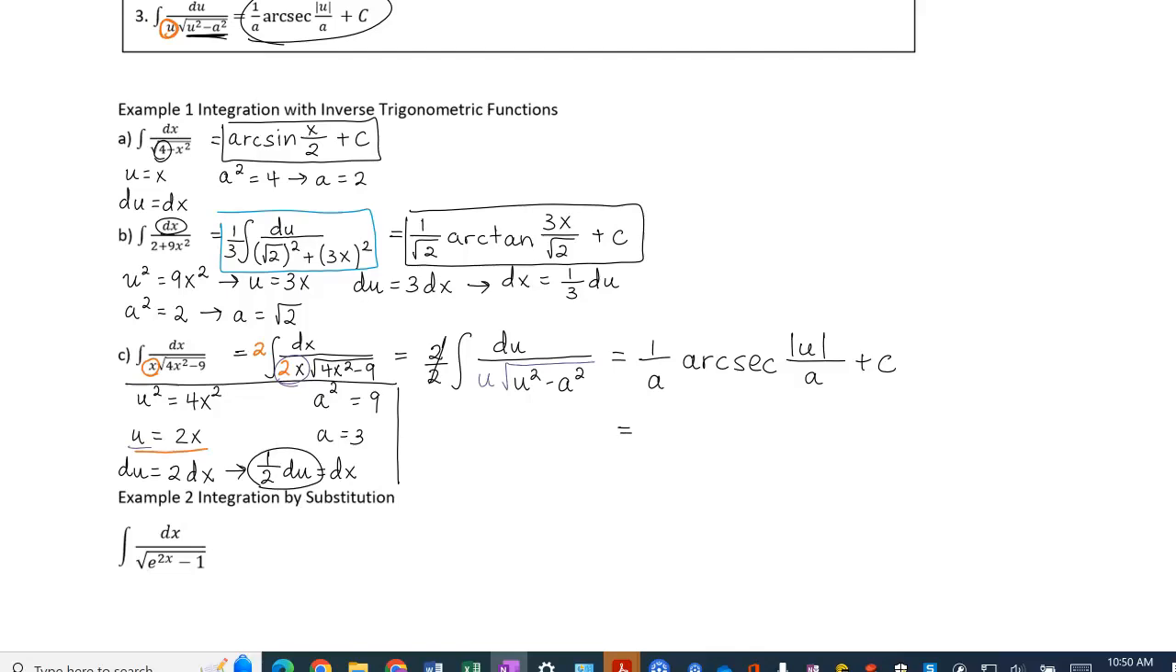And now I'll start substituting things back in. A was 3, so we have a 1/3 in front of arcsecant. Absolute value of, let's replace u, u was 2x, and in the denominator a was 3, and we have our constant of integration plus c.